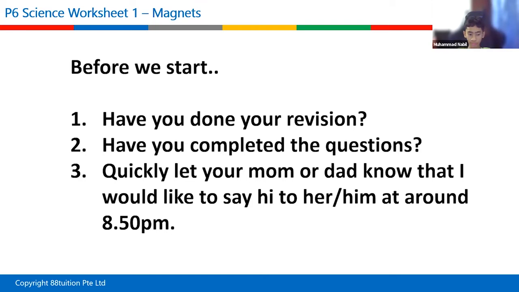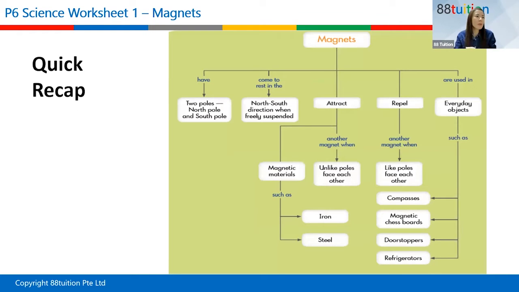Thank you. Okay, a very, very quick recap. So you see, Nabil, so many things you can talk about, and these are actually the lower block notes. For the lower block, you have to know this. Two poles, north and south. When you freely suspend a magnet, you know that it's going to lie in the north-south direction. And then you talk about magnets attract and repel.